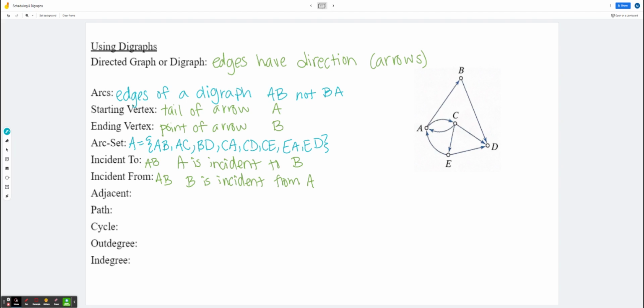Next, we can talk about adjacent arcs, and adjacent has a very specific meaning here. We can say that BD is adjacent to AB because BD's starting vertex is the same as AB's ending vertex. We could not switch them around and say that AB is adjacent to BD because AB does not start where BD ends.